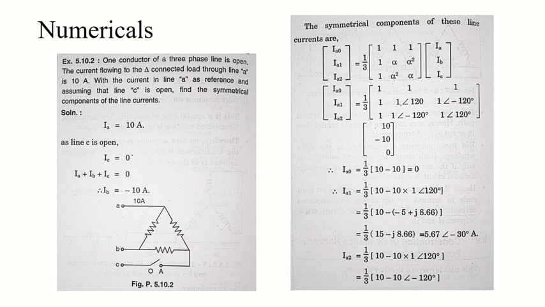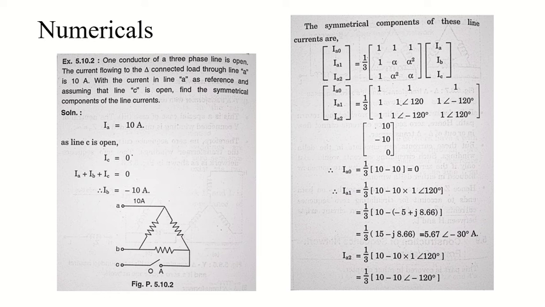All right. So now that's out of the way, let's begin with some of the numericals on symmetrical components. So let's start with this one. The question says that one conductor of a three-phase line is open. The current flowing through the delta connected load through line A is 10 amperes. So you have the value of current flowing in one of the lines, 10 ampere, and with the current in line A as the reference, and assuming that line C is open, we have to find the symmetrical components of this line current, right?